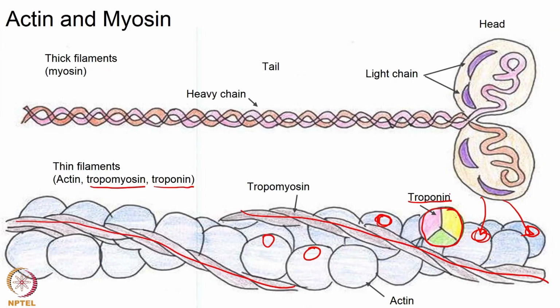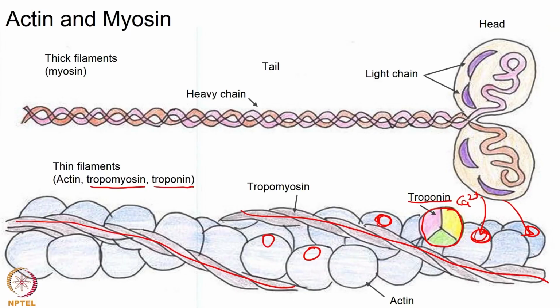This troponin has a special property: whenever troponin attaches to calcium, it undergoes a conformational change. So, it changes shape in such a way that it slightly moves the tropomyosin. When tropomyosin is moved, the binding sites on the actin filament are exposed, okay. So, essentially the thin filament is composed of actin which contains the binding sites, tropomyosin which covers these binding sites, and troponin which sits on top of the tropomyosin and will cause movement of tropomyosin whenever calcium is present.